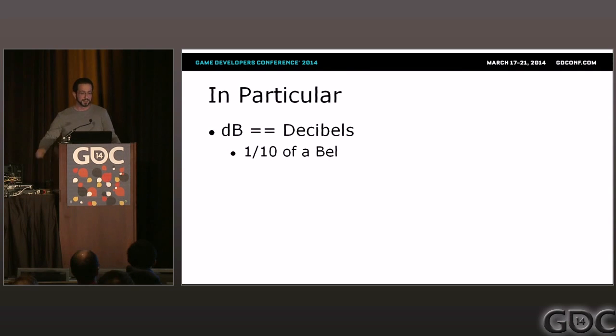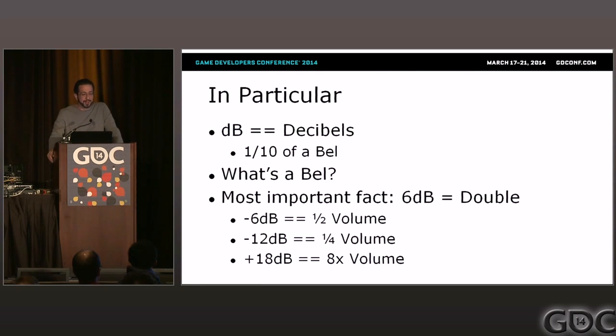That is the decibel. Decibel is simply defined as 1/10 of a bell. What's a bell? Turns out that the answer is it doesn't matter. The most important thing you need to know is that 6 dB is half or double volume. So to find out what your decibels are, or what the volume percent is, you divide by 6 and turn it into a power of 2.